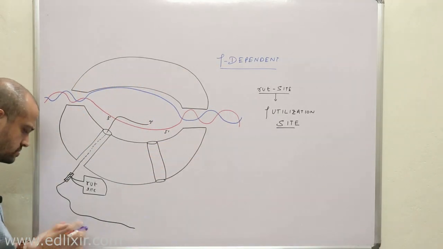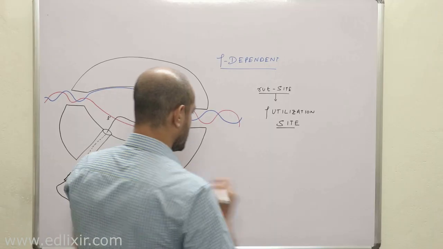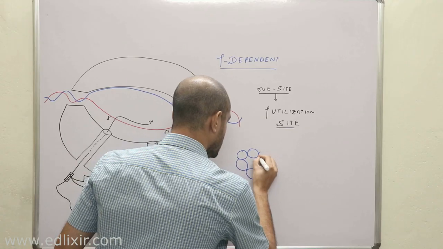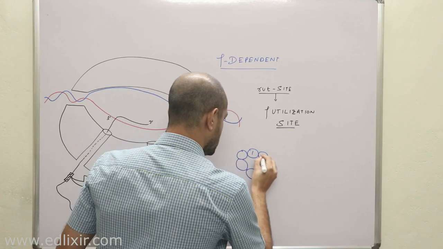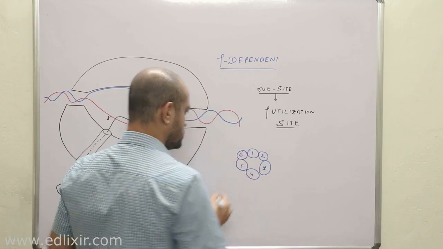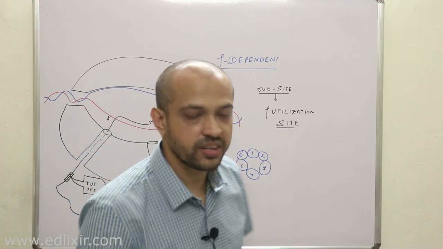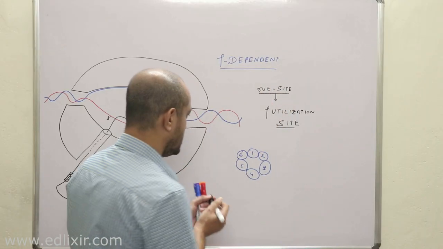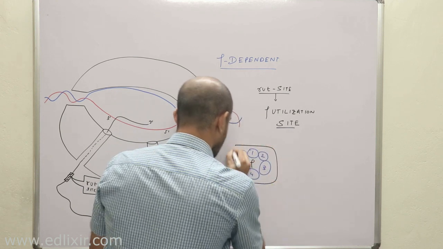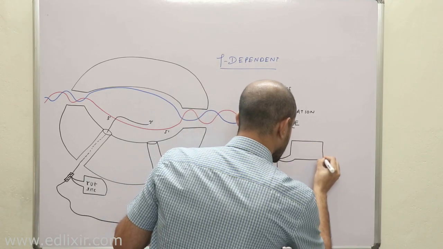Now what happens is this: Rho protein is actually a hexamer, and it looks like a donut. 1, 2, 3, 4, 5, 6. So this is a hexameric protein. What is the chemical nature of this Rho protein? Rho protein is nothing but a helicase.